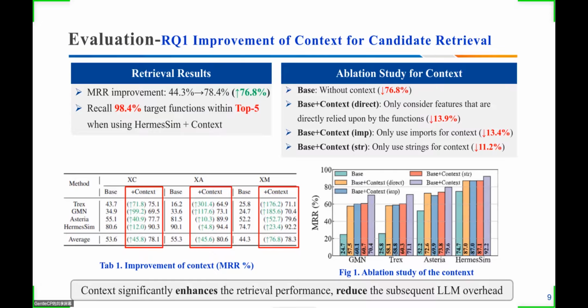The ablation study in Figure 1 shows that the base method with context outperforms other configurations, while other configurations using incomplete context will result in 11% to 14% drops, highlighting their importance.